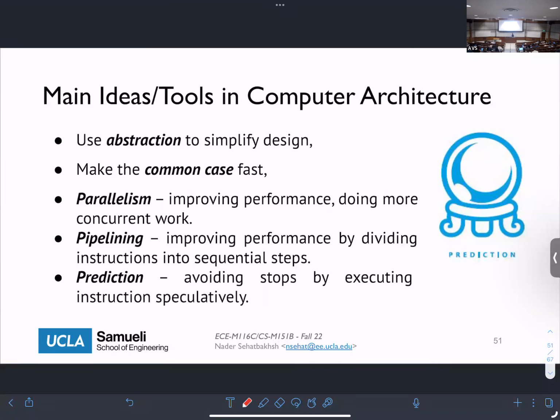Prediction and speculation in general was another idea that we used. We tried our best to make our prediction as accurate as possible, but the fact that we are using this technique means we don't need to wait until things happen. We can predict and we can recover. So, you taking calculated risk in some sense is a good idea, and we also use it in our everyday lives.